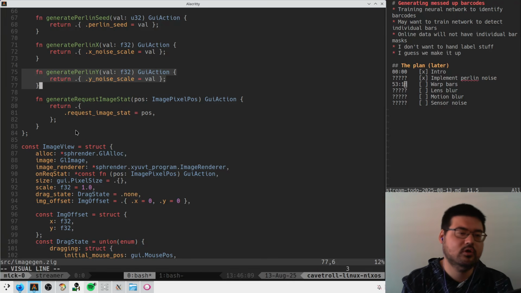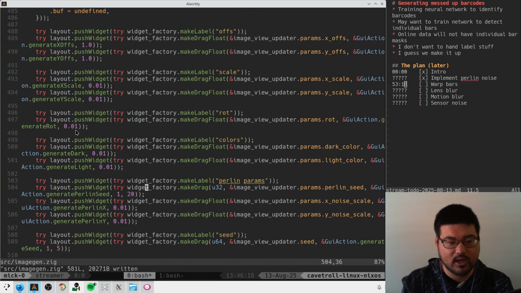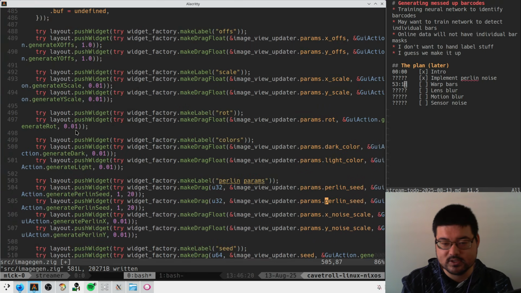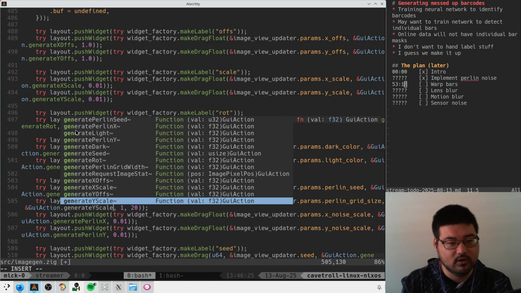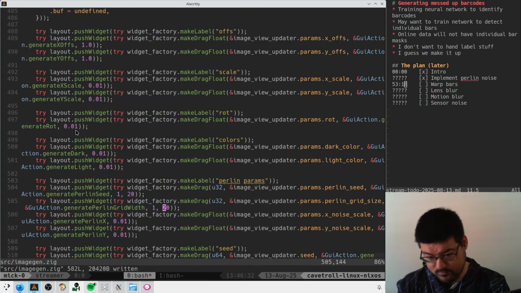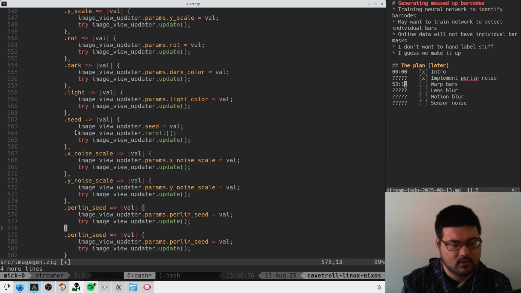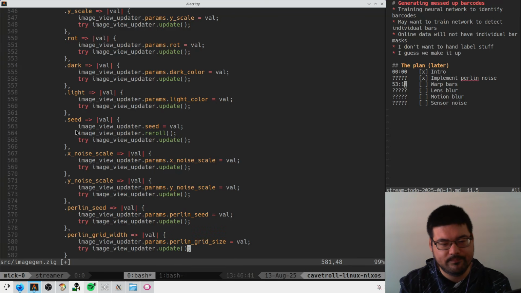So generate Perlin grid width. And then somewhere we have here, this is Perlin grid size, generate Perlin grid width like this. We can use the same drag parameters here. And then we need Perlin grid width, adjust the Perlin grid width, and calls update.